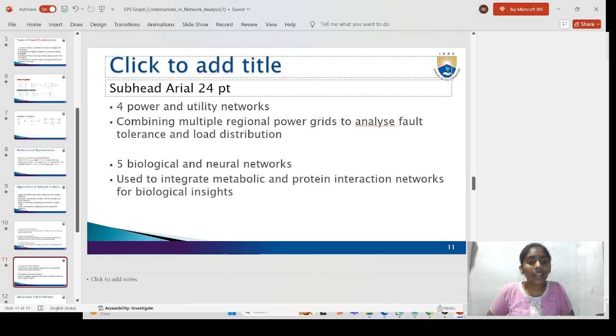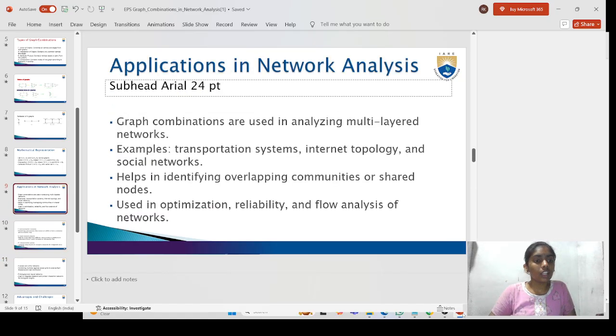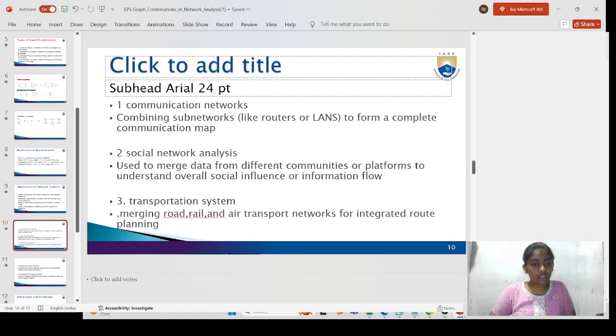Fifth one is biological and neural networks. This is the most important application in our network analysis, which is now used frequently. It is used to integrate metabolic and protein interaction networks for biological insights. These are the five applications in network analysis.